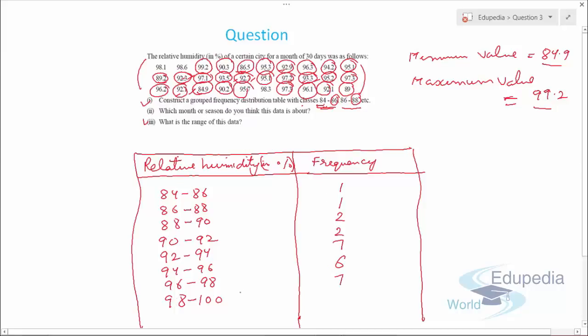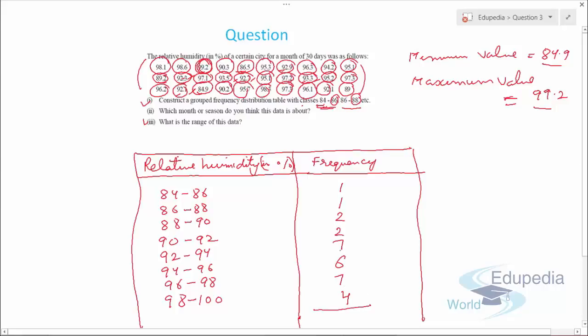From 98 to 100 we need to search. So this is 1, this is 2, then this is 3. Any other more value? This is 4, right? So here we have 4 values, right?